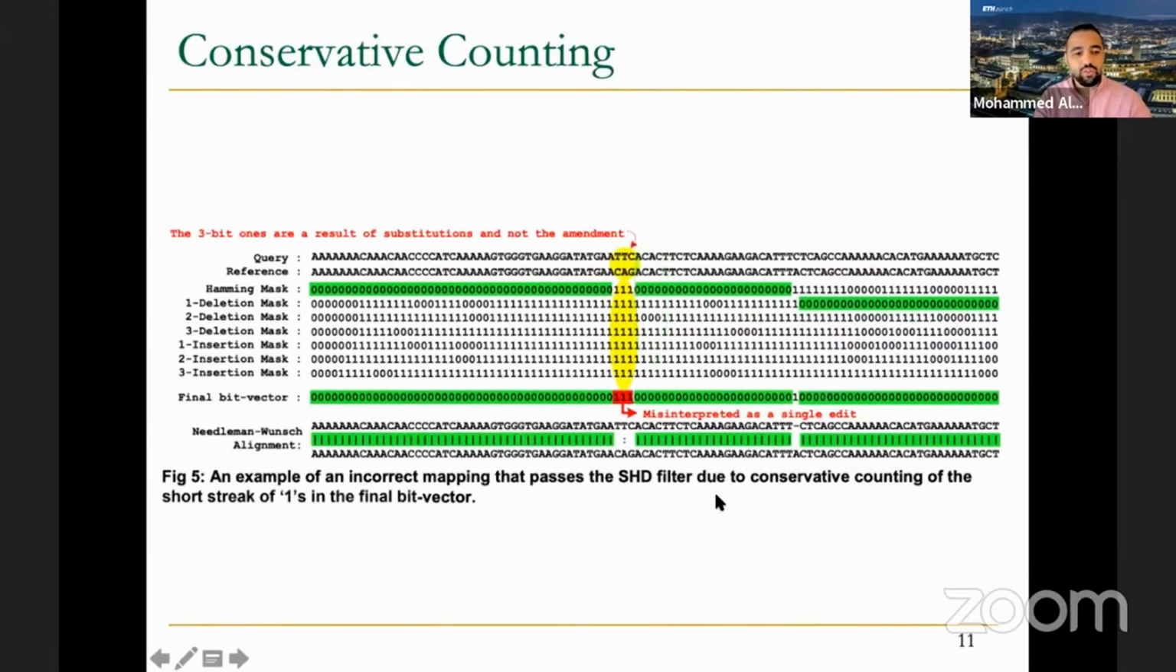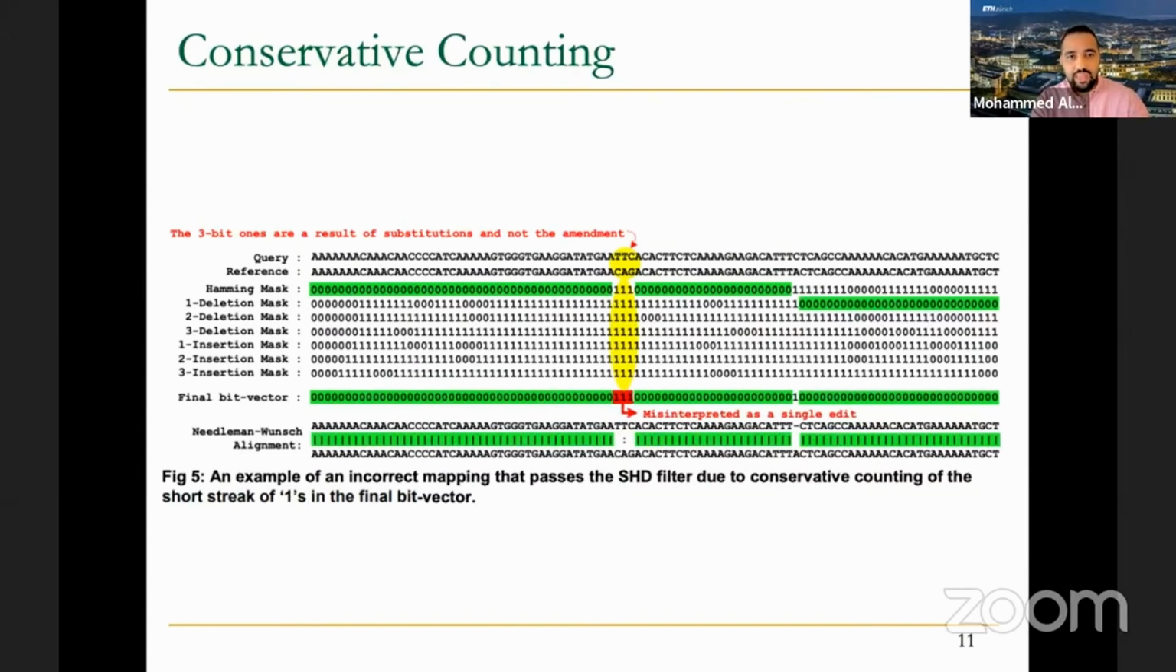Now, the third source is conservative counting. We didn't explain it in the previous lecture, but in summary, once you replace single zeros or 2 zeros with ones, then in the very final bit vector that you get as a result of the AND operation, you need to do some conservative counting. What do we mean by conservative counting?